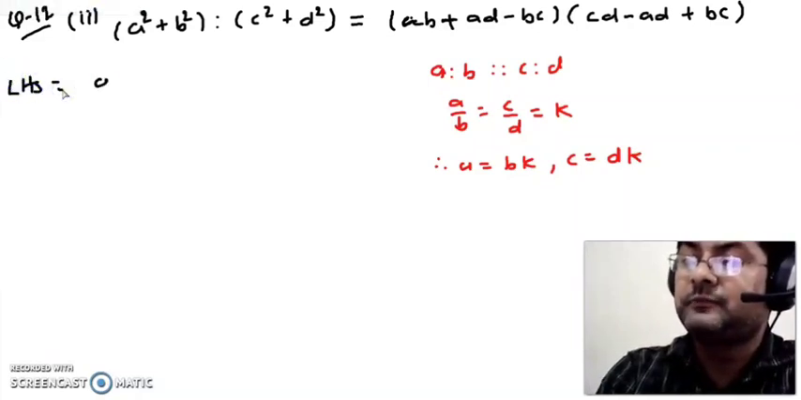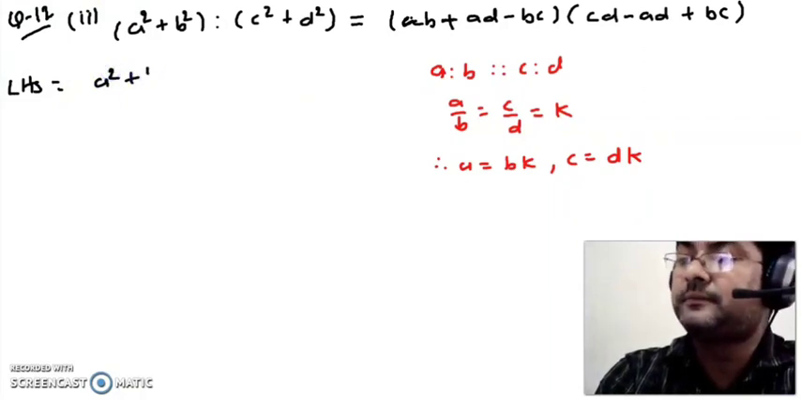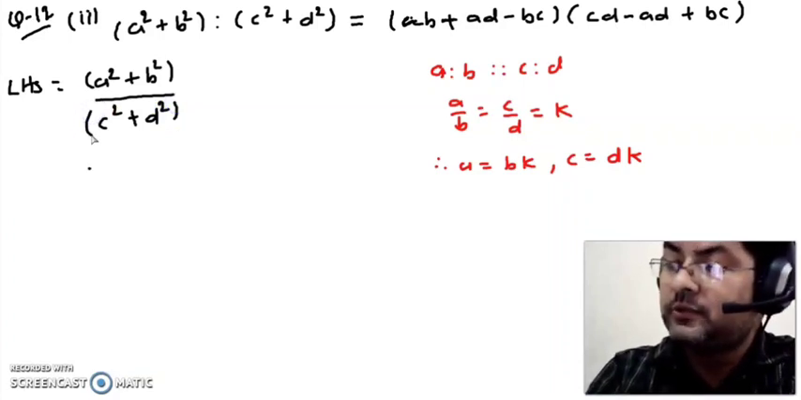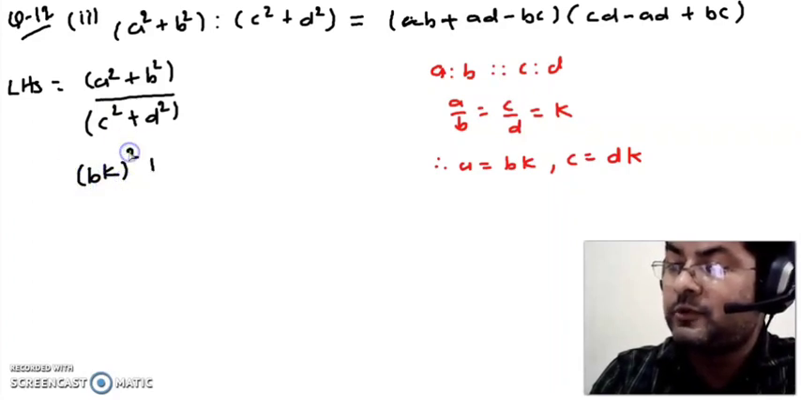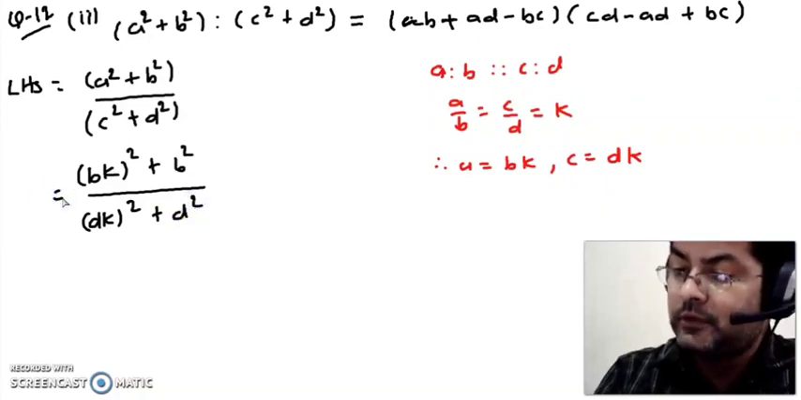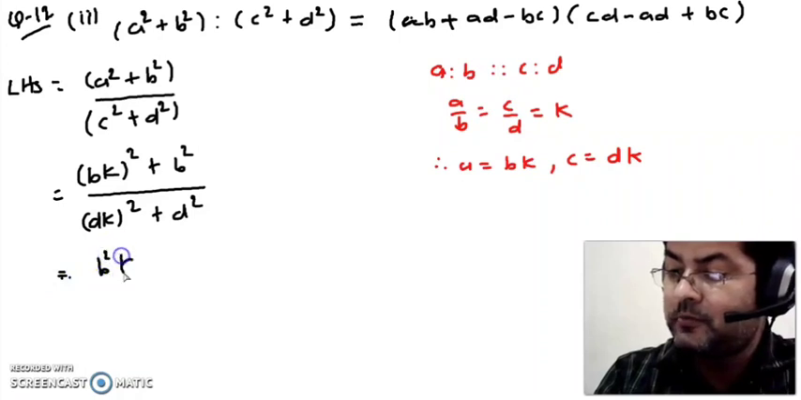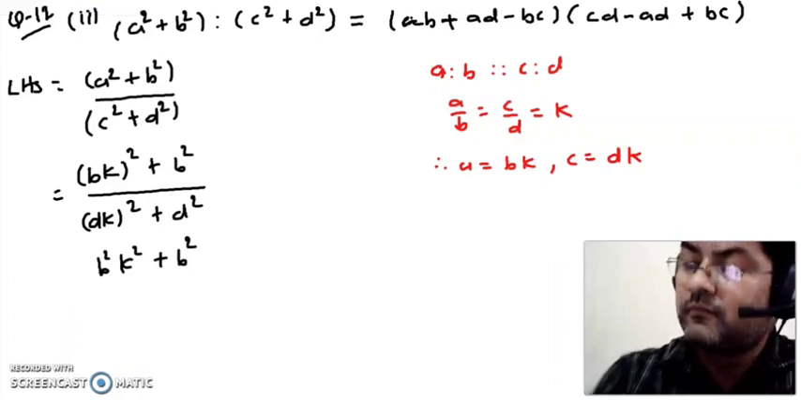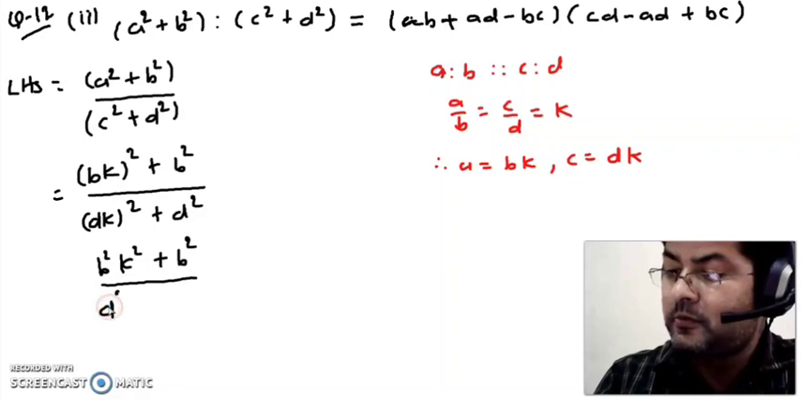LHS is a square plus b square upon c square plus d square. Now for A we will put bk, so we have bk the whole square plus b square, upon, for C we can put dk, so dk the whole square plus d square. Which is equal to b square k square plus b square upon d square k square plus d square.